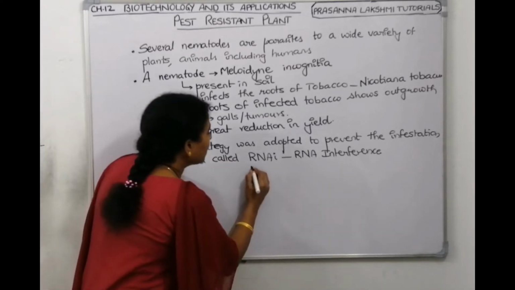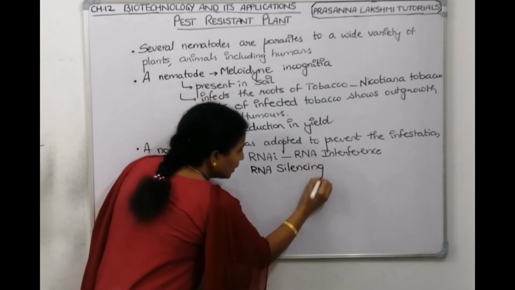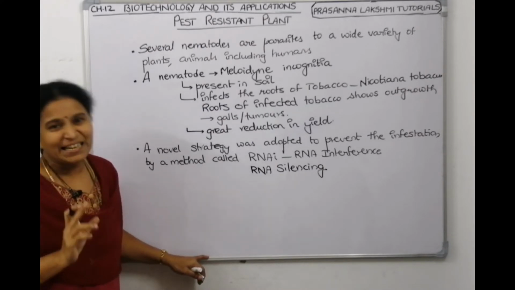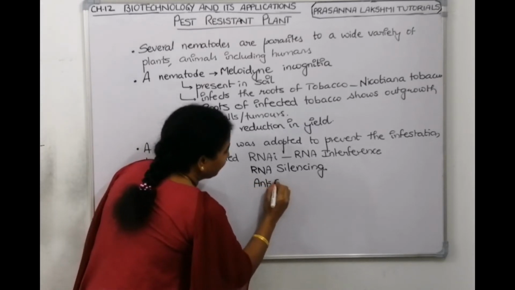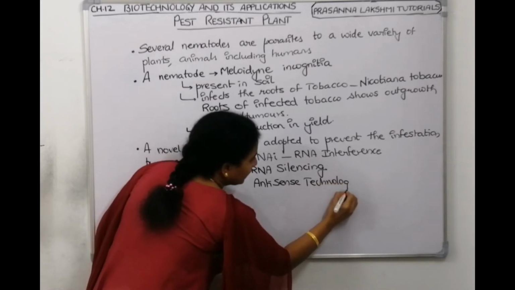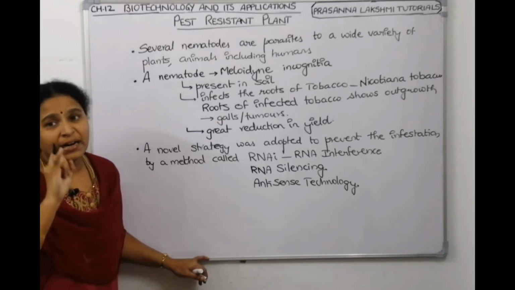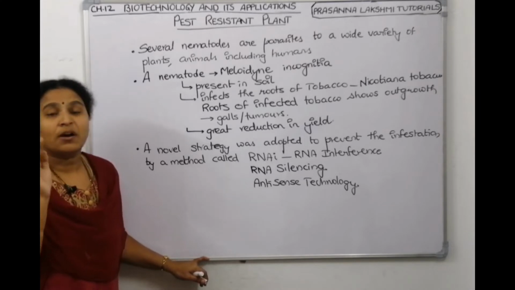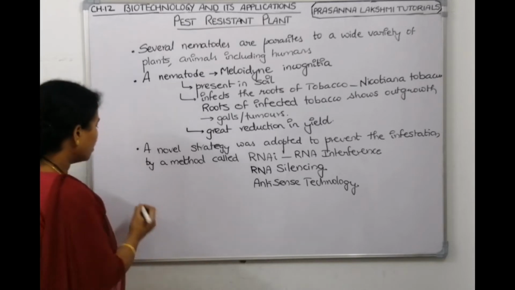RNA interference is also called RNA silencing. It is also called antisense technology. So these are the synonyms. Whether you go with RNA interference, or RNA silencing, or you are calling it antisense technology, it means the same. What do you mean by silencing? Let us see.